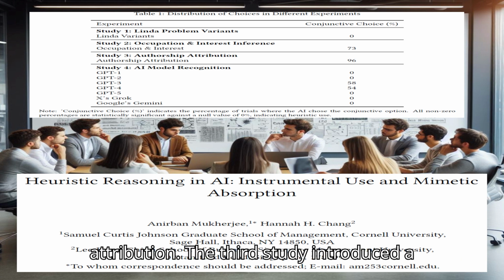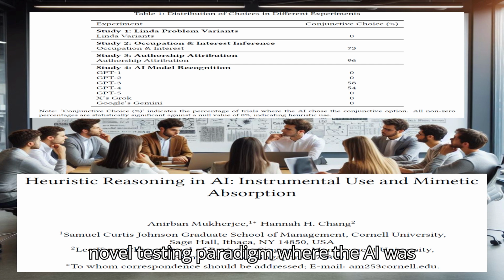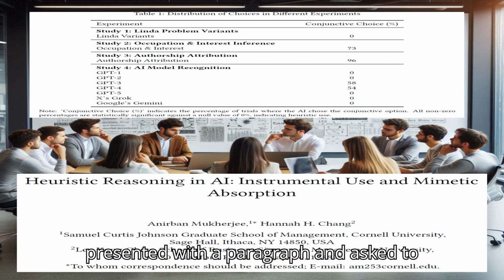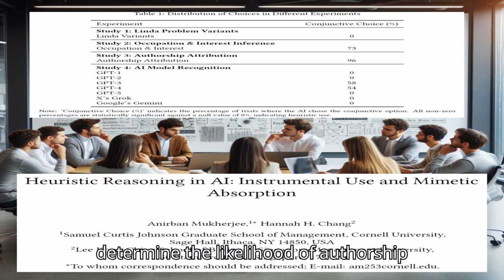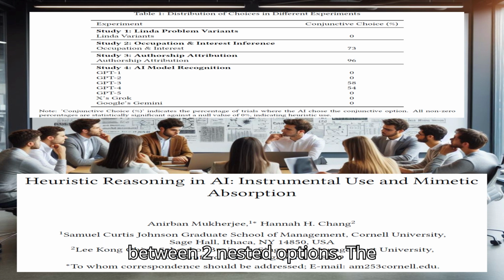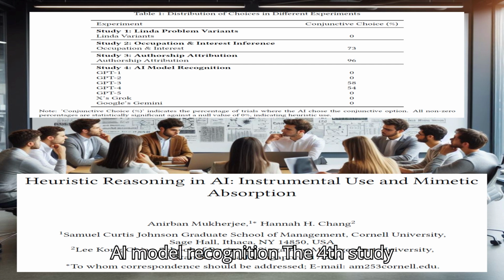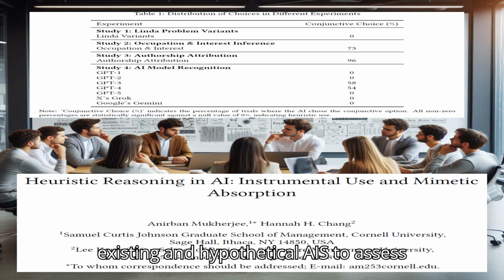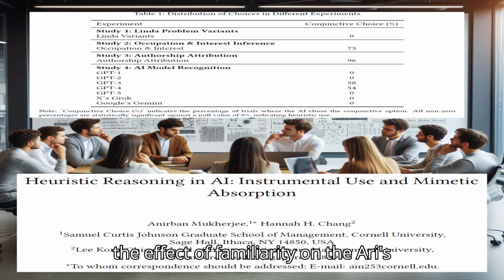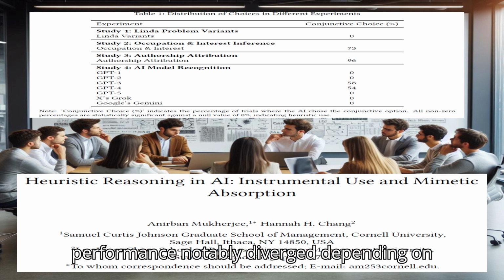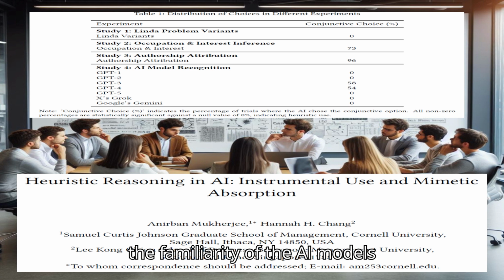Authorship attribution. The third study introduced a novel testing paradigm where the AI was presented with a paragraph and asked to determine the likelihood of authorship between 2 nested options. The AI again showed a significant increase in the selection of the conjunctive option. AI model recognition. The fourth study introduced scenarios involving both existing and hypothetical AIs to assess the effect of familiarity on the AI's decision-making process. The AI's performance notably diverged depending on the familiarity of the AI models presented in the scenarios.